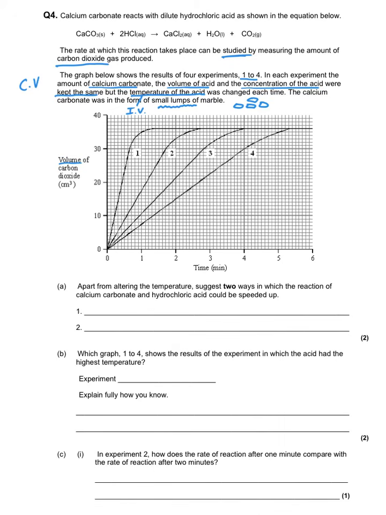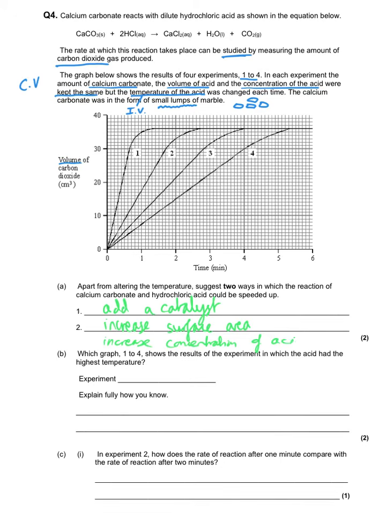So we could go for adding a catalyst, and a catalyst will always speed up the rate of a reaction without being used up itself. Or we could increase the surface area, and that's like the magnesium question, where we could chop it up into smaller pieces or use a powder. And the final one is we could increase the concentration of the acid that is being used.